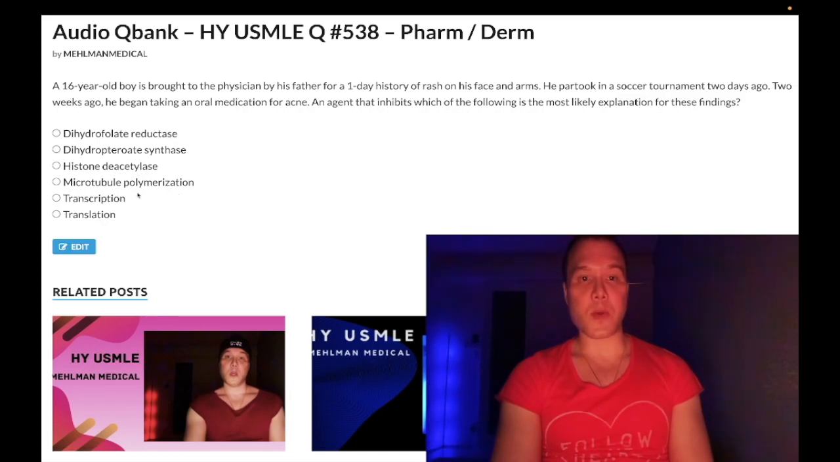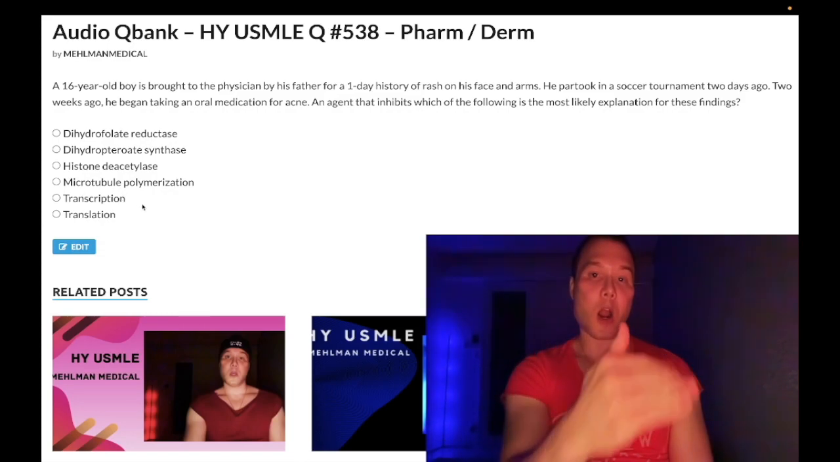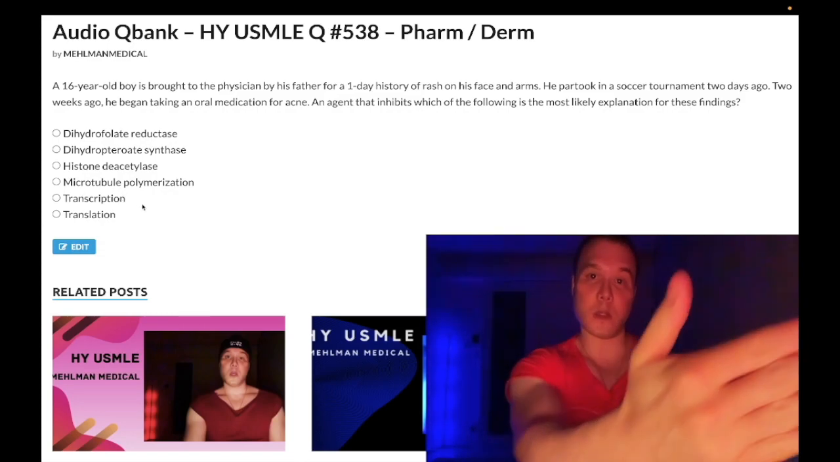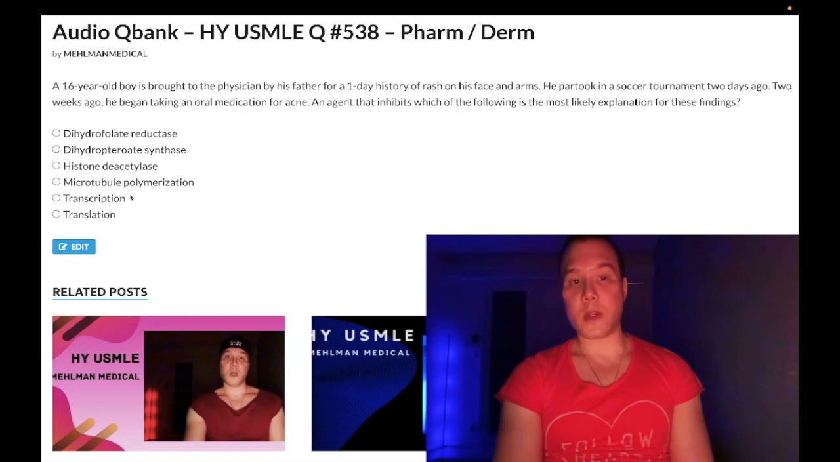Choice E, transcription. Wrong answer. So transcription is DNA to RNA, translation, mRNA to protein. If we had a DNA polymerase inhibitor, for instance, that could refer to acyclovir for HSV 1 and 2, as well as VZV for shingles. Could also refer to ganciclovir for CMV. Wrong answer.